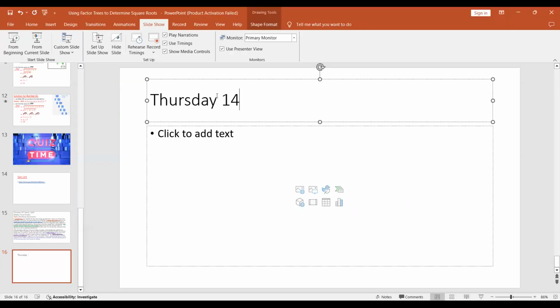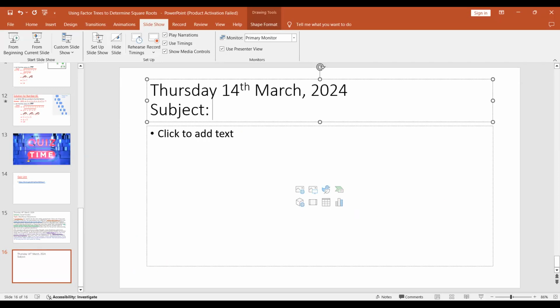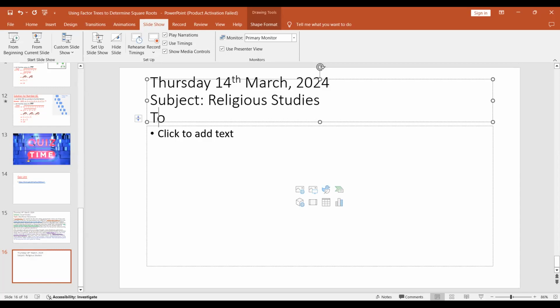So today is Thursday, the 14th of March, 2024. The subject is, of course, religious studies. The last thing we did in religious studies, I believe it was Pentecost. We're actually looking at life among the believers.